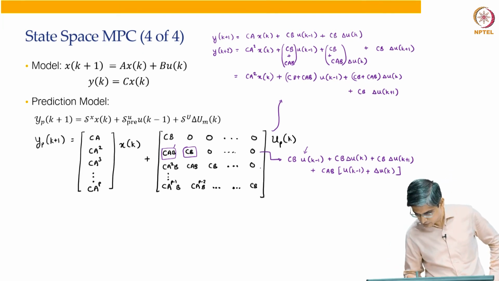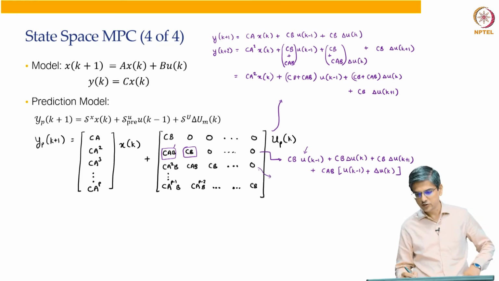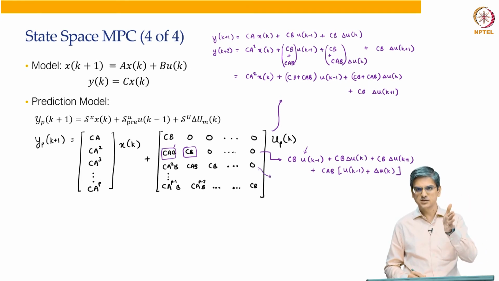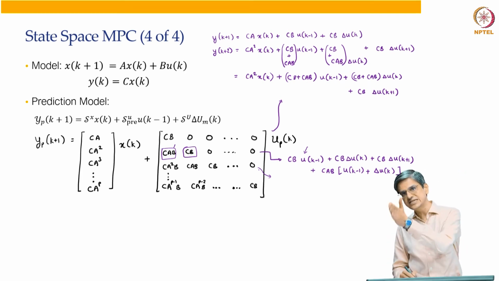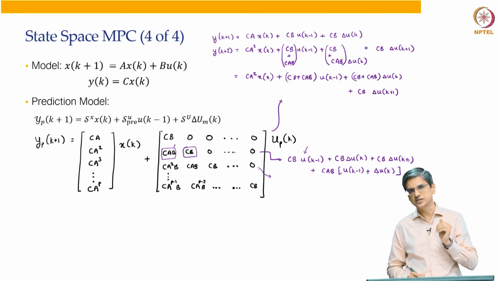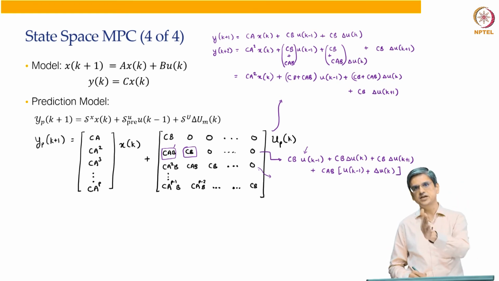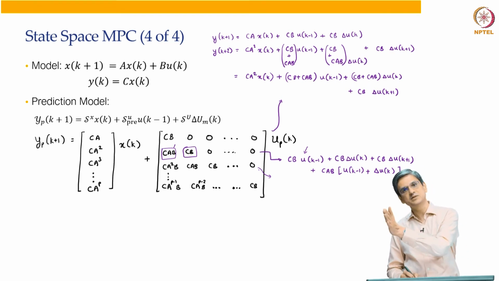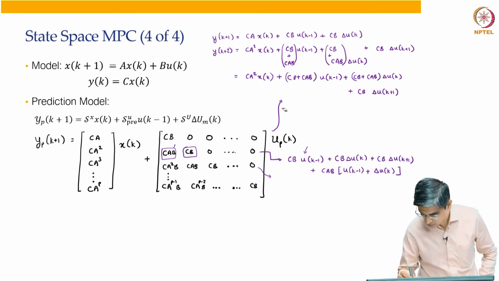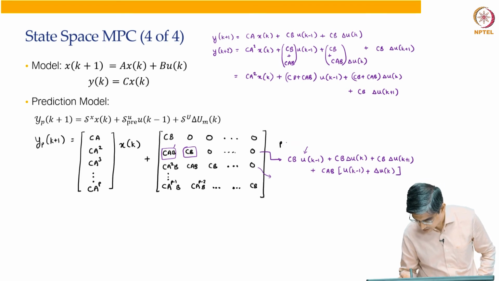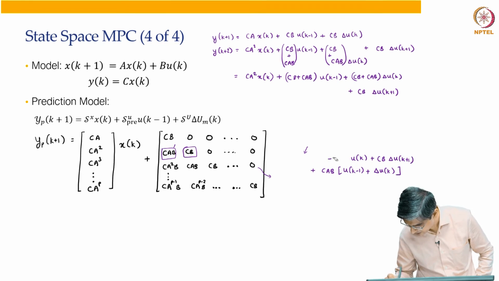Okay. If you do the same thing for the third row, you are going to get Ca cubed x, plus the next term is going to be Cb plus Cab plus Ca squared b multiplied by uk minus 1, plus the same thing multiplied by delta uk. Then you will have Cb plus Cab multiplied by delta uk plus 1, and finally you will have Cb multiplied by delta uk plus 2. Okay. So, again all these derivations you can do on your own and verify.